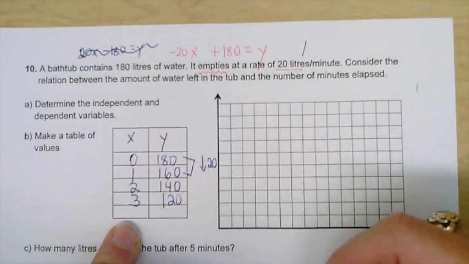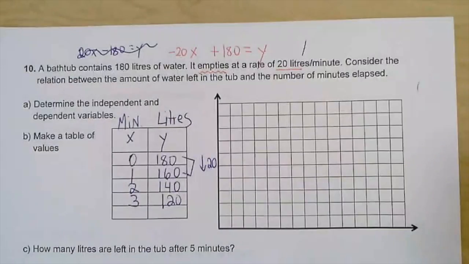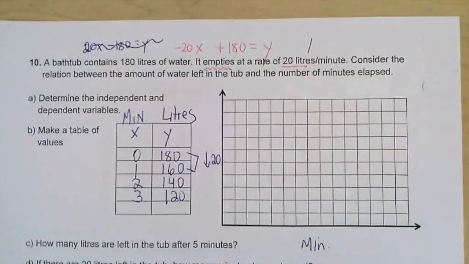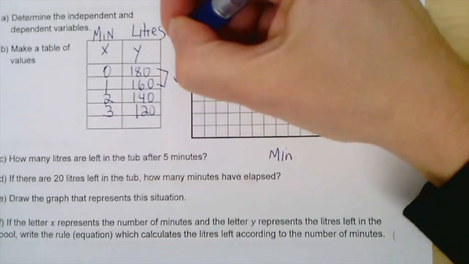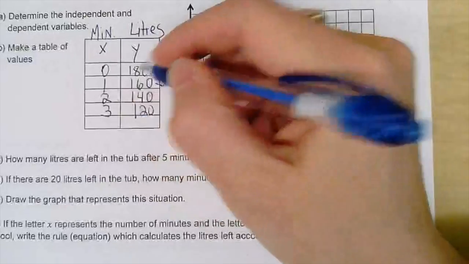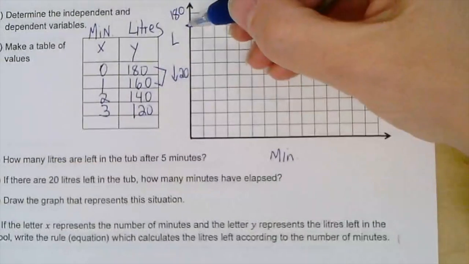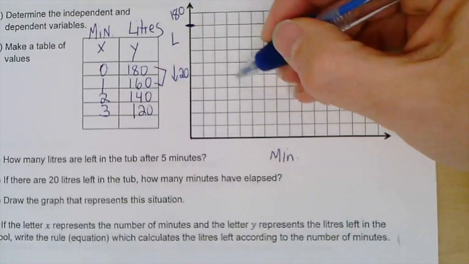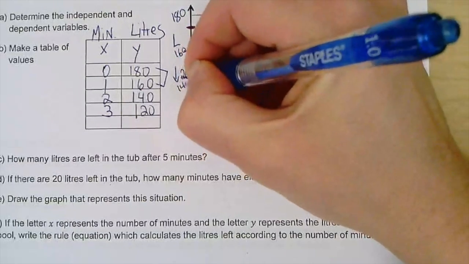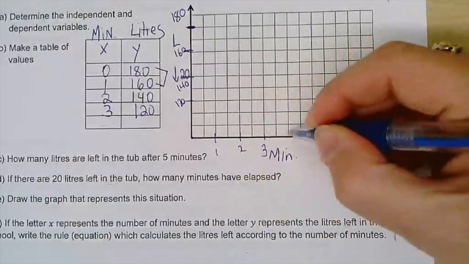And here, what are we talking about? Minutes. And what are we talking about here? Liters. Now I can tell which one is independent and which one is dependent, because x is always independent. So I'm going to put my minutes here, and my liters here. And my graph, is it going to start at 0, 0? No. It's actually going to start up here at 180. I'm going to pick the highest point and go 180. And then it's going to go down, because it's emptying. So I would make this 160, and then 140, and then 120. Okay? And then you would see after 1 minute, after 2 minutes, after 3 minutes, after 4 minutes, etc.